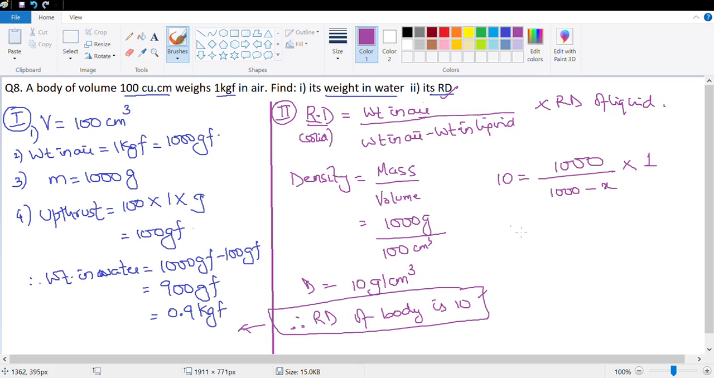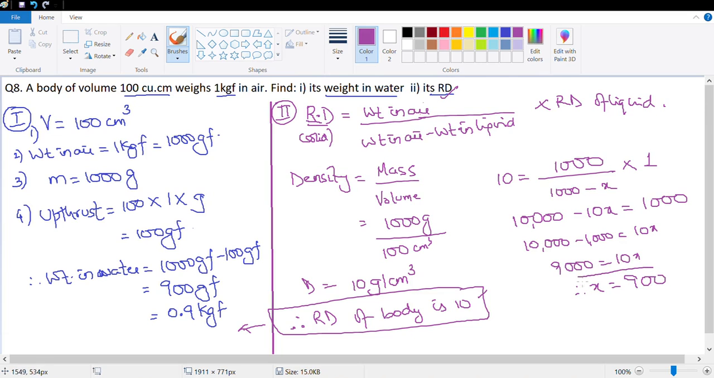Let's cross multiply. So 10 into 1000, that's 10,000, minus 10x is equal to 1000, which means 10,000 minus 1000 is equal to 10x, which means 9,000 is equal to 10x. Therefore, x is equal to 900, and this is weight, so gram force. Therefore, weight in water is equal to 900 gram force, or 0.9 kilogram force.